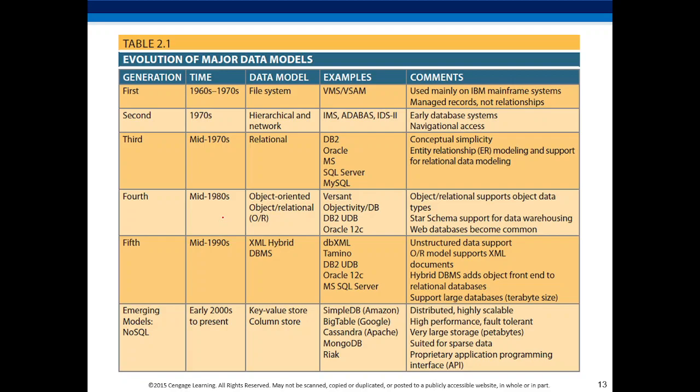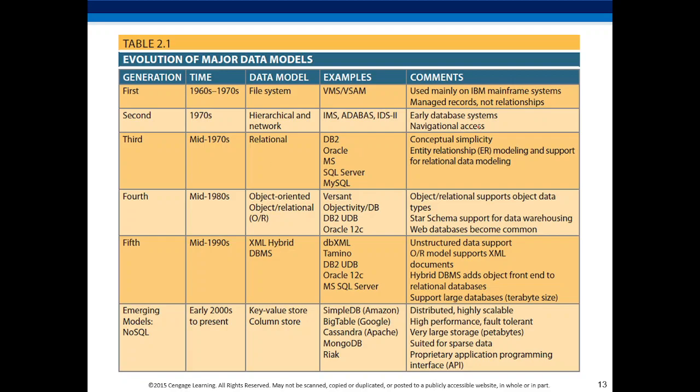So, mapapansin ninyo nga some of the terms such as the entities and attributes pwede siya ma-translate into object-oriented principles. So later on, i-discuss na siya briefly kung ano ang object-oriented model. So the fifth generation, we have the XML hybrid DBMS, and then last we have the emerging models, which are the key value store and the column store. So this is the NoSQL or non-relational.